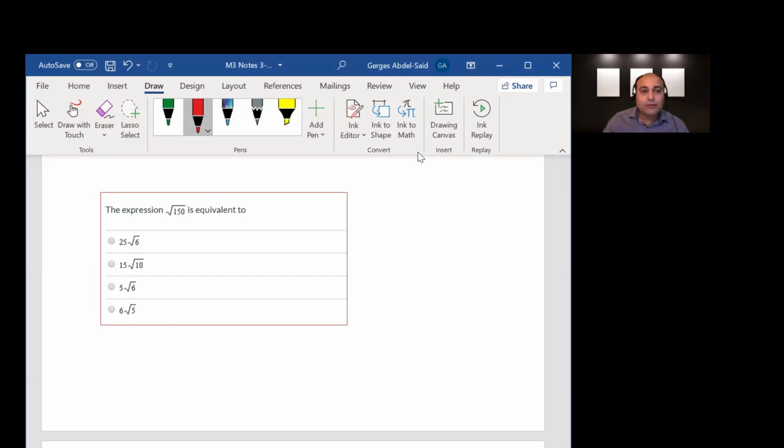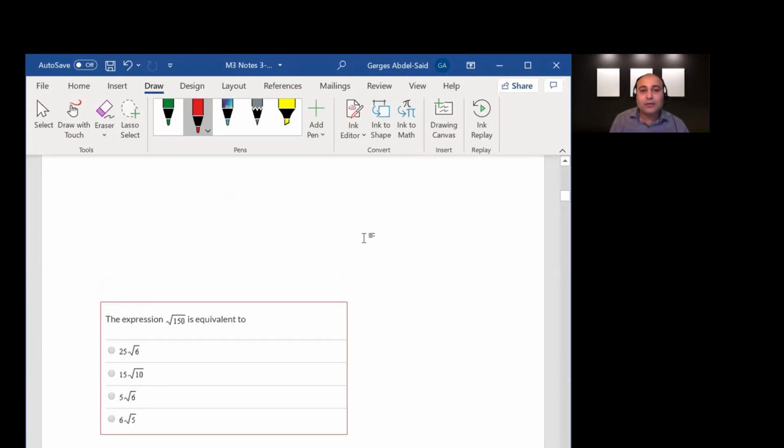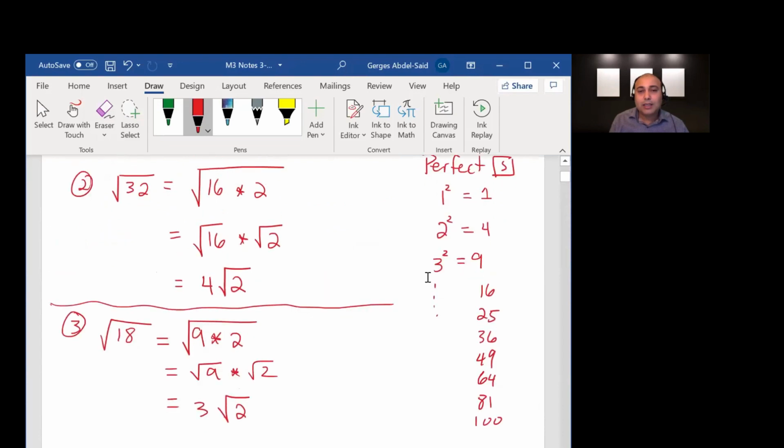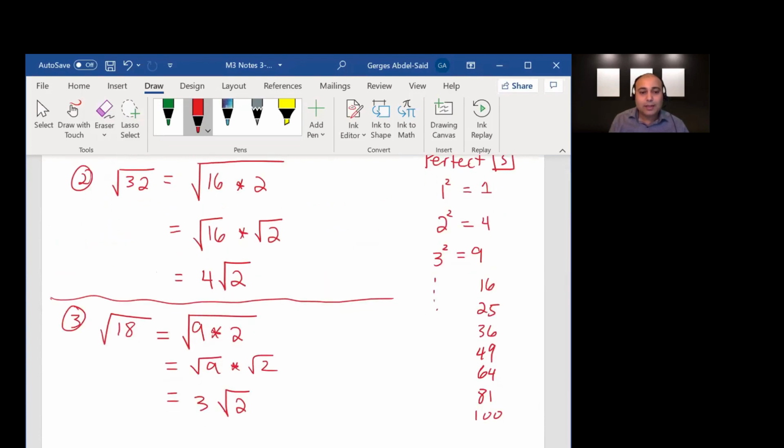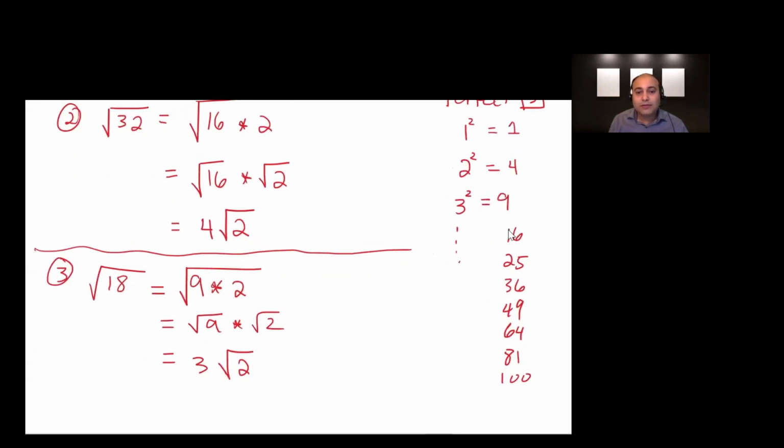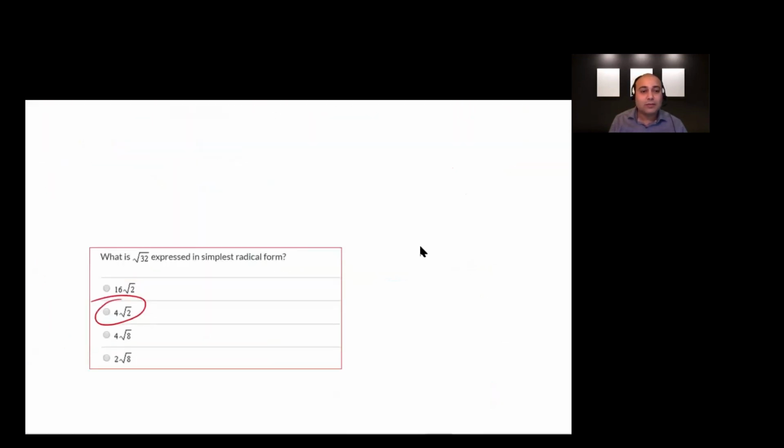Let's see. So square root of 150, if I divide 150 by 100, that is not going to work. 81 is not going to work. 64, it's not going to work. 49, I don't think so. 36, no. 25, yes. So how many 25s in 150?